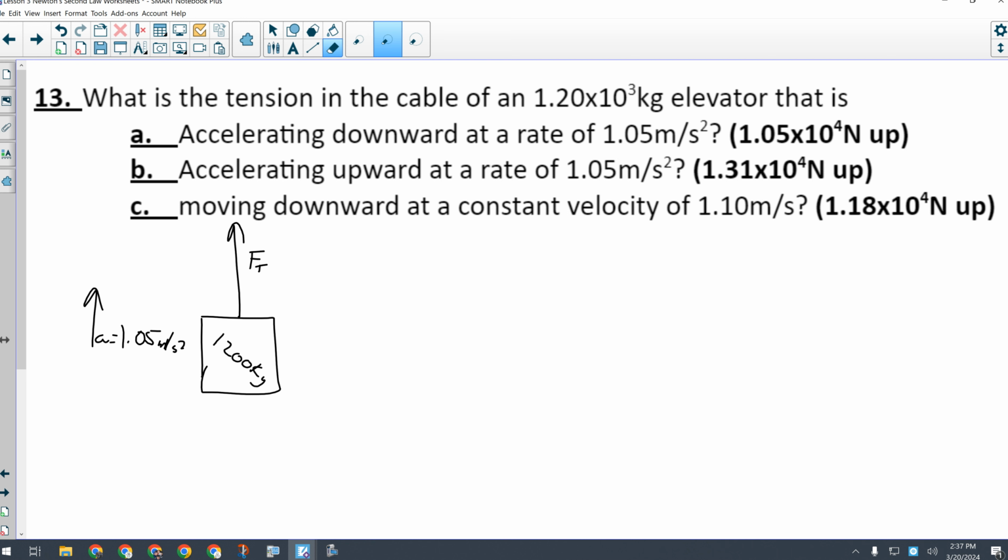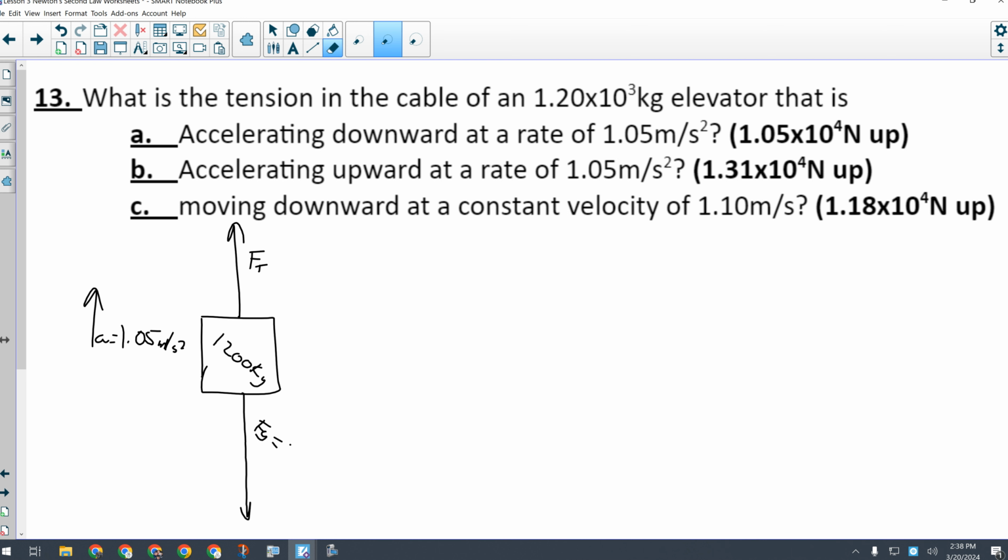Is there another force acting on the elevator? What other force is acting on the elevator? Gravity, it has to be. I mean, elevators are always affected by gravity. So the other force is this force. Can I calculate that force right now? I can, because I know the mass of the elevator.